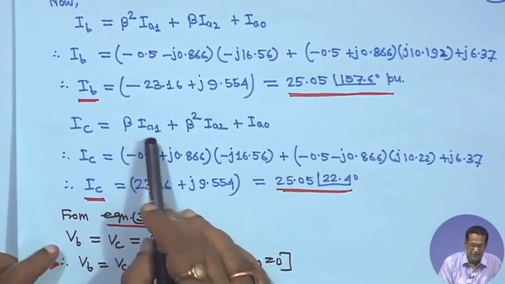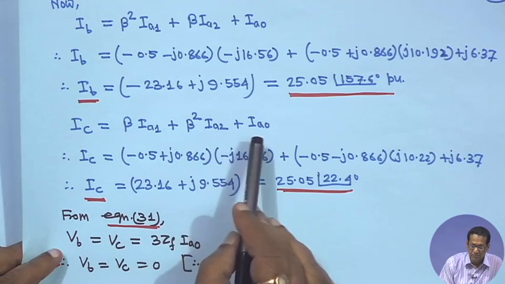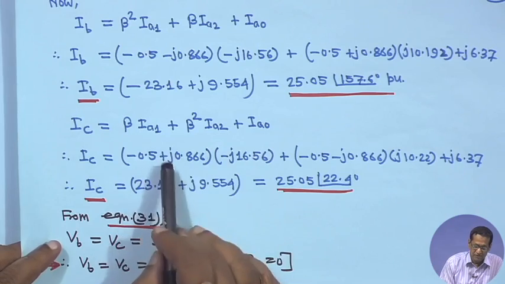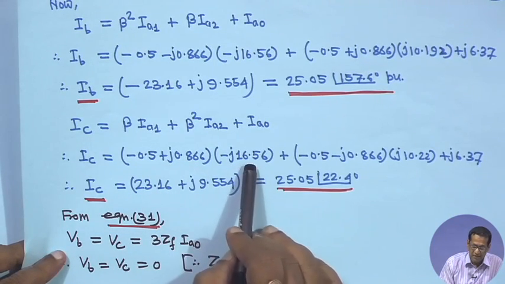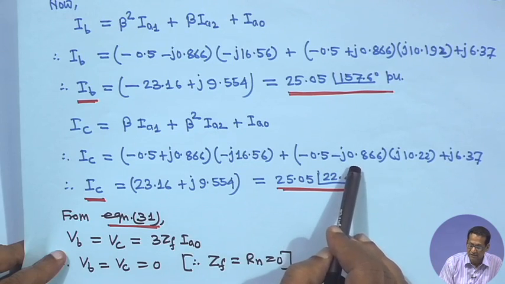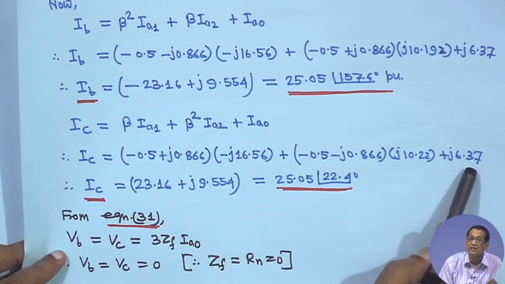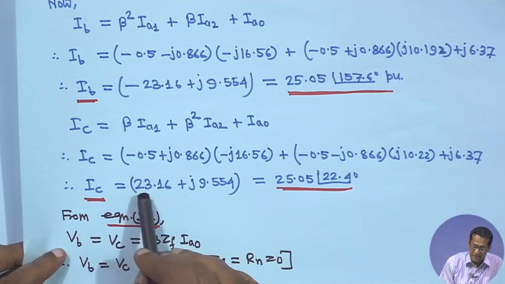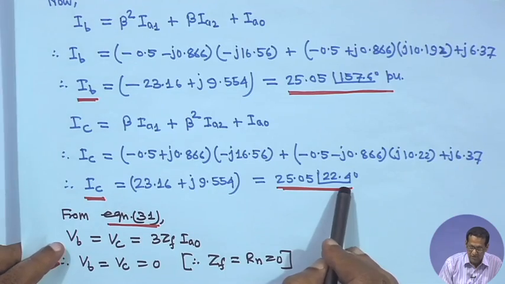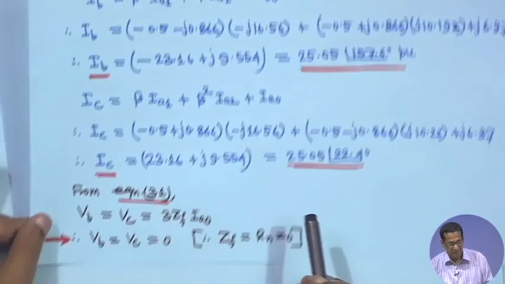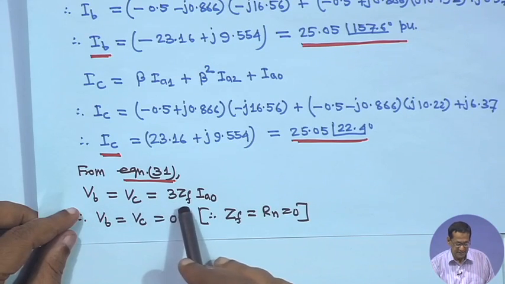Similarly, IC is equal to beta IA1 plus beta square IA2 plus IA0. So, same as before, substitute the beta values, then multiply by IA1 plus beta square into IA2 plus IA0, j6.37. In that case IC also you will get 25.05 angle 22.4 degree.